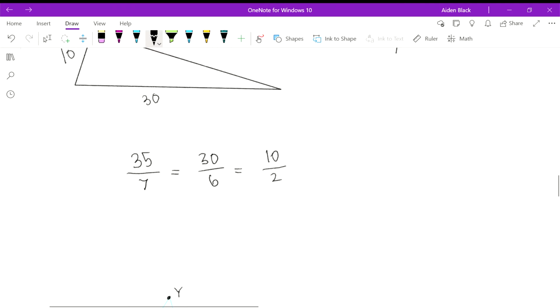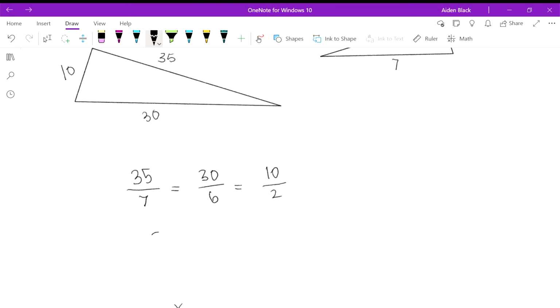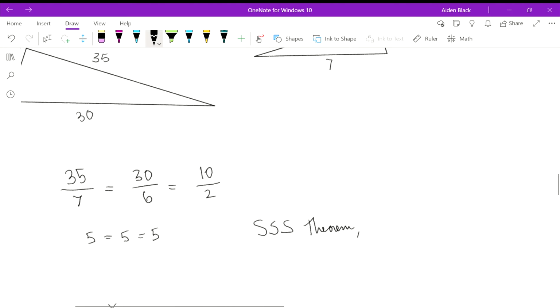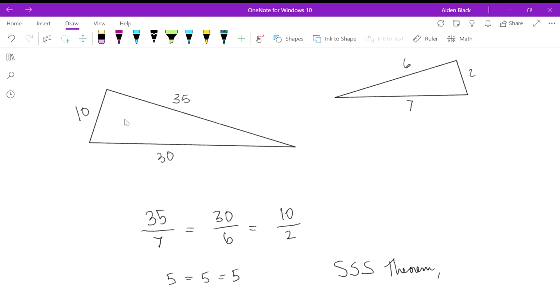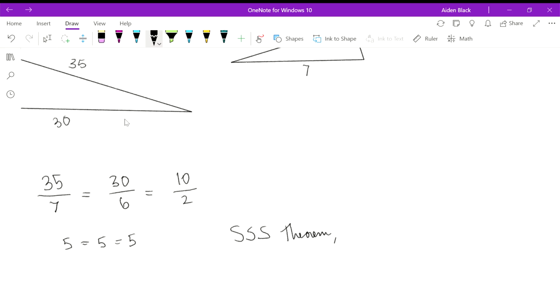Is this true? Well, 35 divided by 7 is 5. 30 divided by 6 is 5. And 10 divided by 2 is 5. So by the side, side, side theorem, triangles, oh, now I have to name them. I'll just say these two triangles are similar.